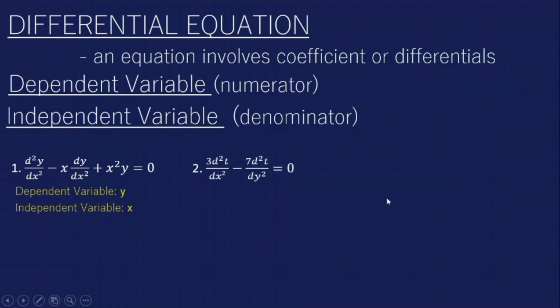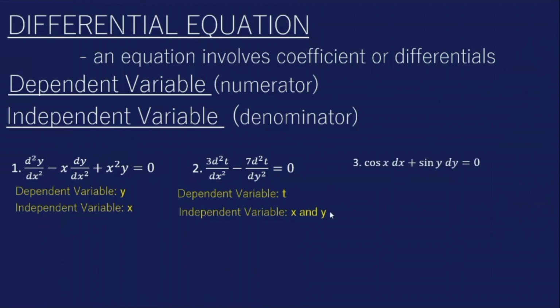Number 2. With this equation, the dependent variable is t, only t. And the independent variables are x and y, since x and y are two variables in the denominator.